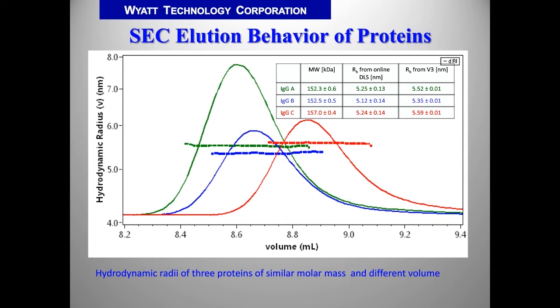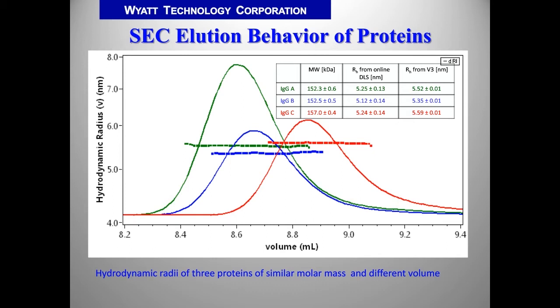And the last example is for 3 protein samples. You can see the plot of hydrodynamic radius versus elution volume. And immediately we can see the different elution volumes for the 3 proteins despite their almost identical molar mass. That means that conventional size exclusion chromatography with column calibration would provide different molar masses, which is not true.